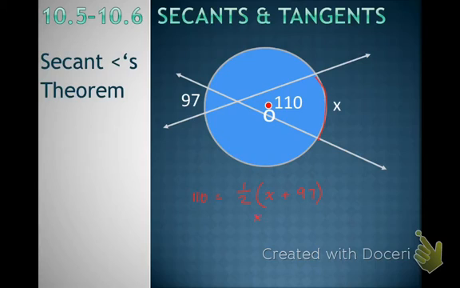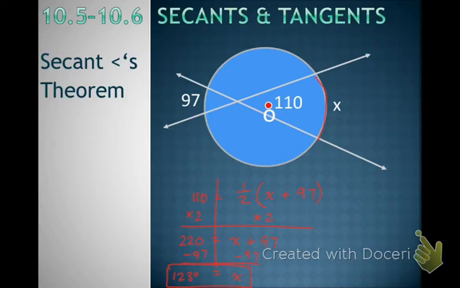If I take both sides times 2, I end up with 220 equal to x plus 97. If I take 220 and I subtract 97, we find that the measure of x, or arc, is 123 degrees. So you can see how using this theorem, regardless of what information we're given, we can find those missing parts.